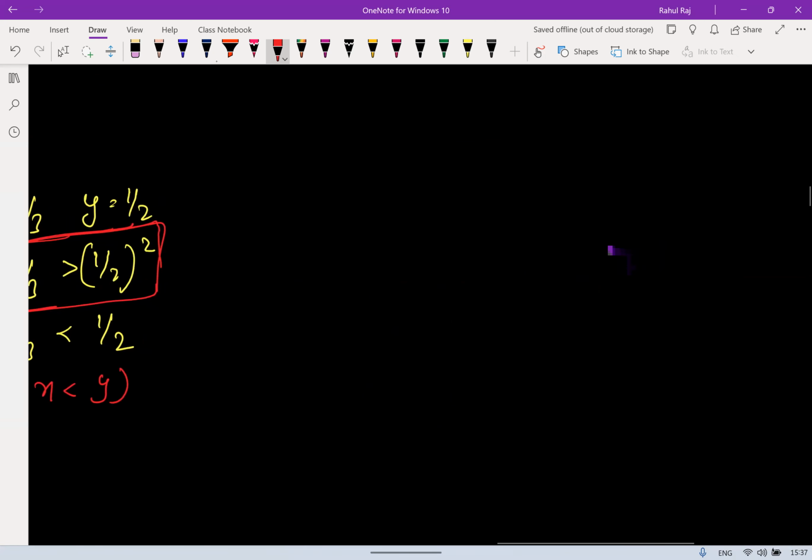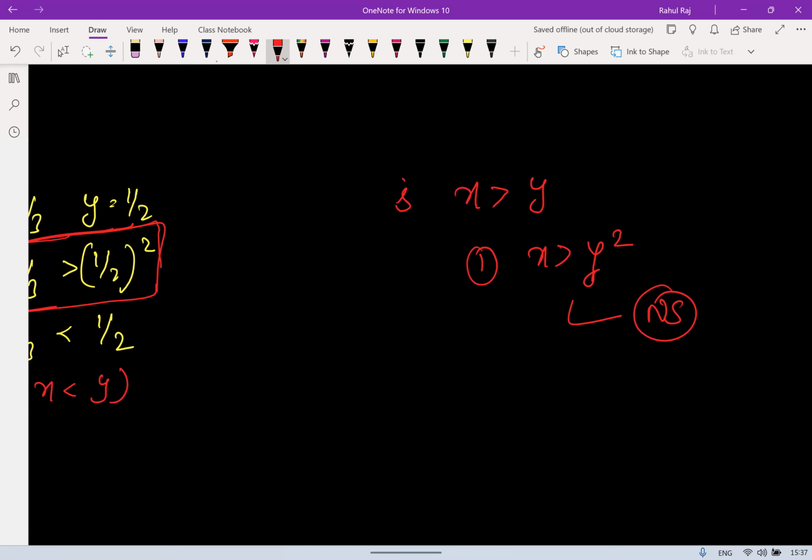So if a question is given to you, the way they'll frame the question is x greater than y square. Option number 1 says x is greater than y. Now what would you say? Or if let's say the question given to you is x greater than y, option number 1 says x is greater than y square. So you will say this statement is not sufficient. Why is it not sufficient? Because we have no idea from here that x will be greater than y or not. It could be greater than y, it could be less than y.